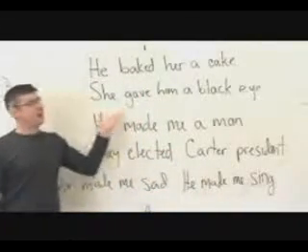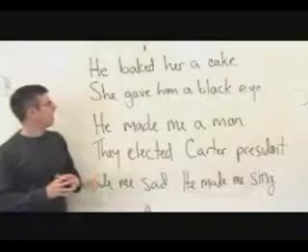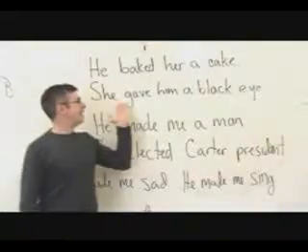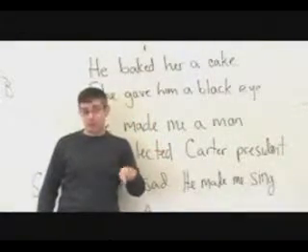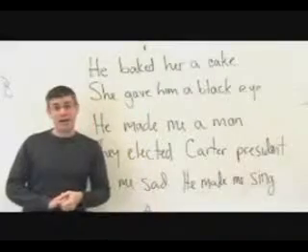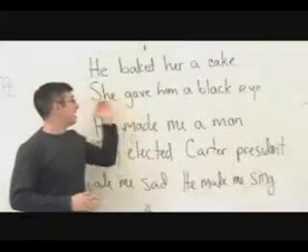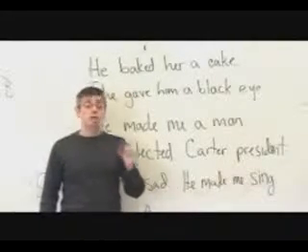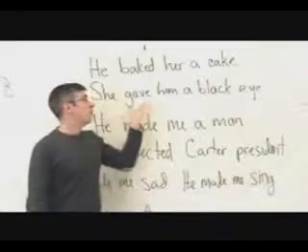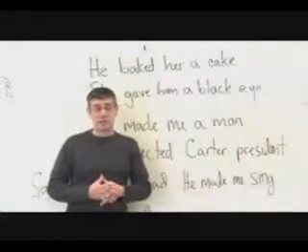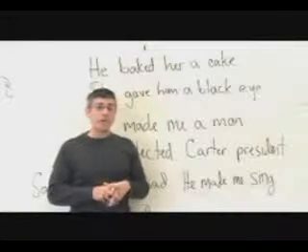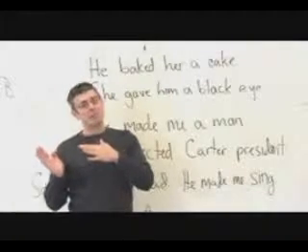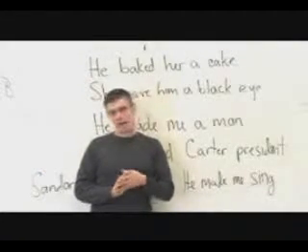Similarly, she gave him a black eye. Maybe the cake was no good. She gave him a black eye. Well, gave what? A black eye. That's what. So this phrase here is the direct object. Him is the indirect object. Gave a black eye to him. So that's the indirect object. It's pretty straightforward.